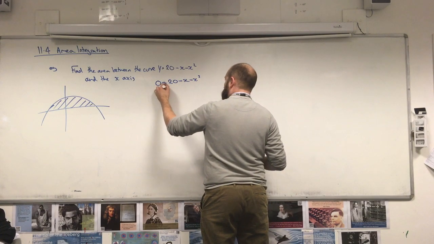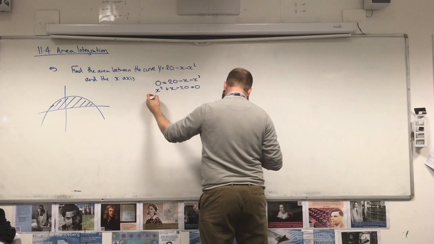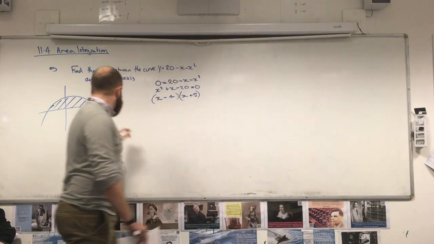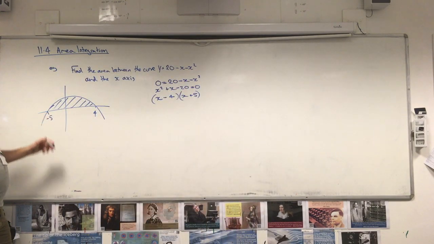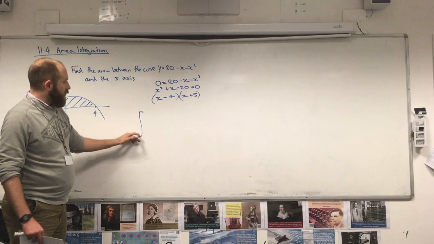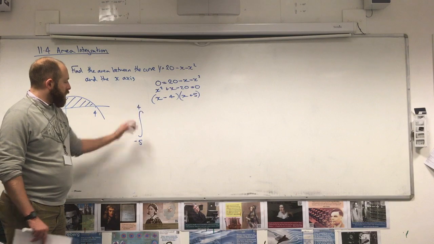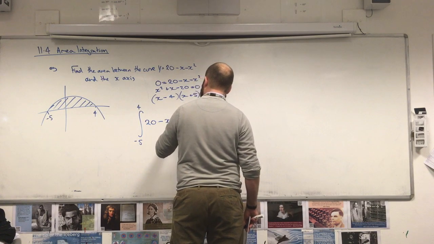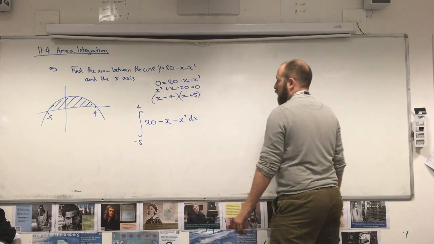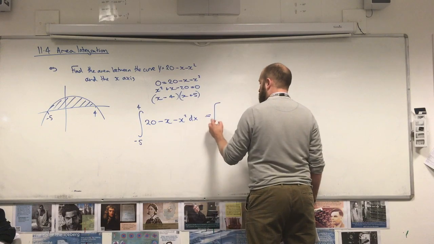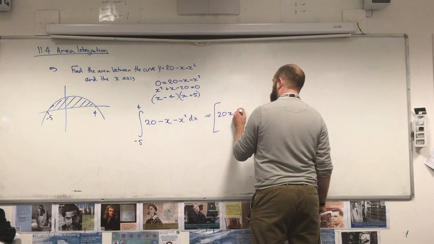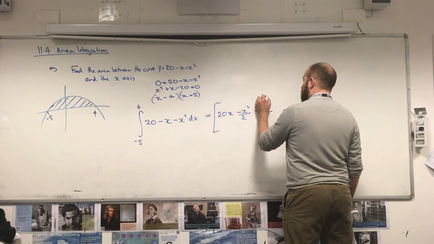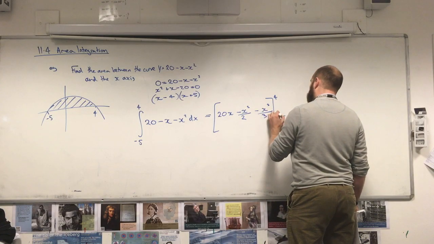And if I rearrange and solve this, we get x minus 4, x plus 5. So my limits are 4 and minus 5. So the way I'm going to find this area is to do the integral from minus 5 to 4 of 20 minus x squared dx. So 20 integrates to 20x. Minus x integrates to minus x squared over 2. Minus x squared integrates to minus x cubed over 3. And I put my limits in of 4 and minus 5.